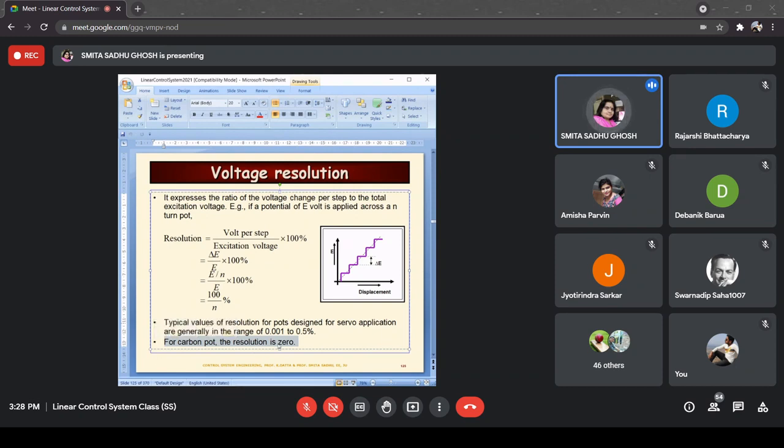So it is as if in a carbon pot, the characteristic will be more near to the dotted characteristic that you see over here. That is, the size of the steps is going to be very, very small, tending to 0. This dotted characteristic, the straight line characteristic, is the one which is going to be valid for a carbon potentiometer. And consequently, the resolution is going to be equal to 0.